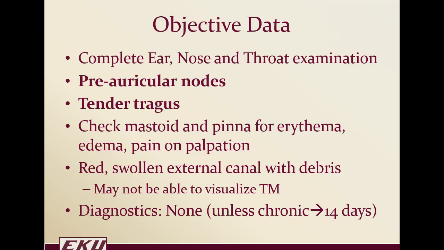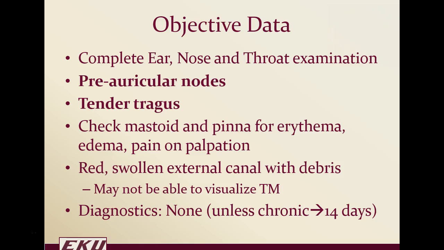So on the objective, you do a complete ENT and nodes. With an otitis externa, the preauricular node will be tender and present. Usually you don't feel preauricular nodes, but with this you will. You will have a tender tragus. You always check the mastoid and the pinna for erythema, edema, or pain on palpation.